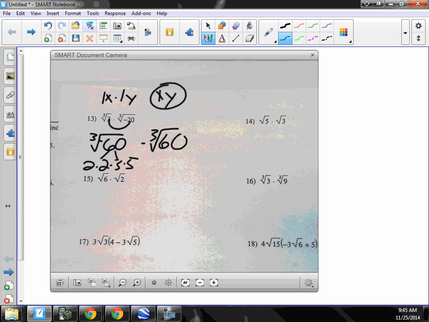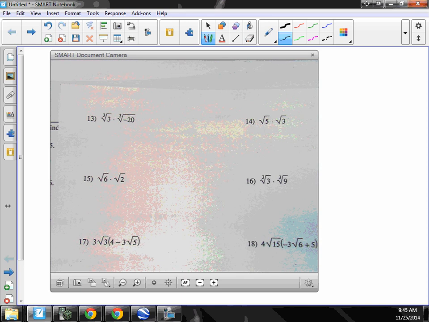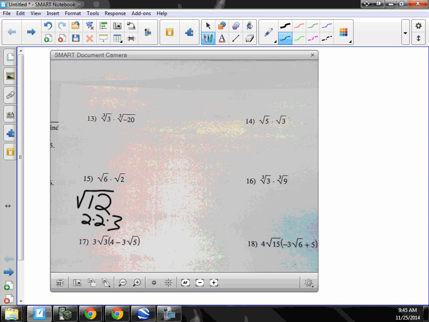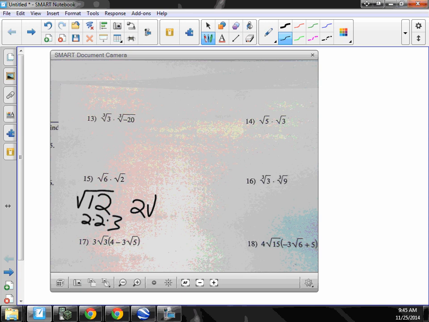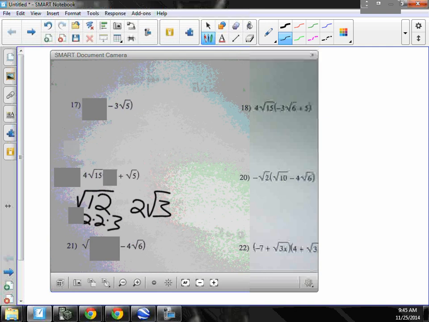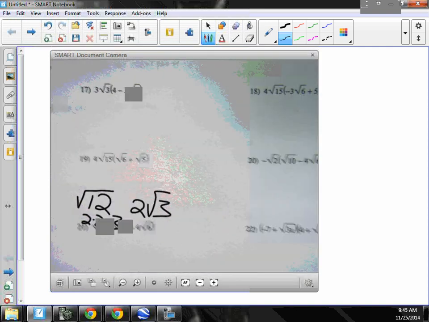Okay? So for number 15, this becomes the square root of 12. Can we simplify the square root of 12? Yes, it's 2 times 2 times 3. Can I bring anything out? 2. So this would be 2 root 3. Okay? Let's do one more. We'll do 17.